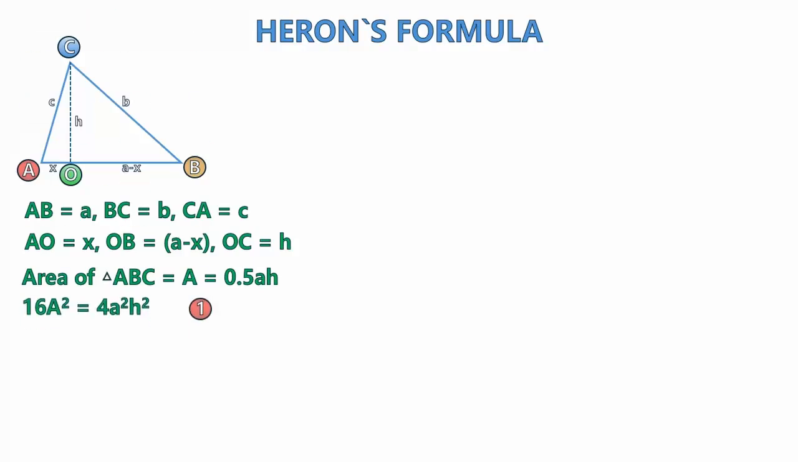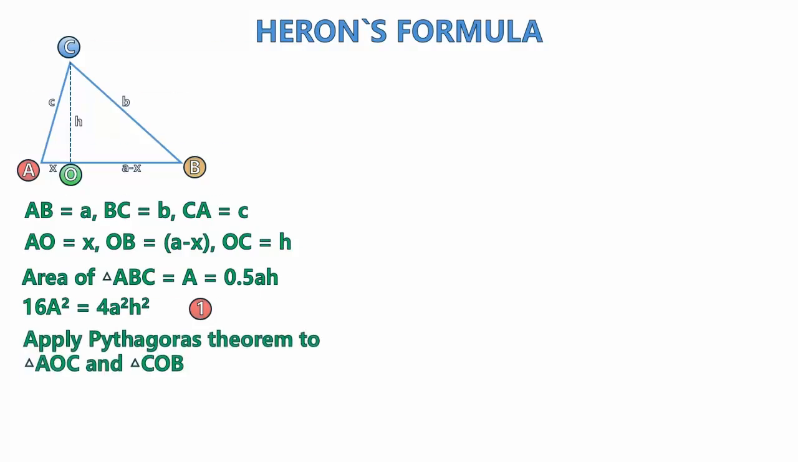Just for calculation's sake, if we square both left hand side and the right hand side, we get area squared is equal to 0.25 a squared h squared. After squaring it, we multiply 16 on the left hand side and the right hand side. We get 16 area squared is equal to 4 a squared h squared. Okay, let this be equation 1.